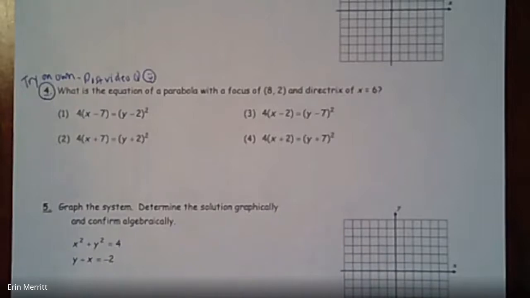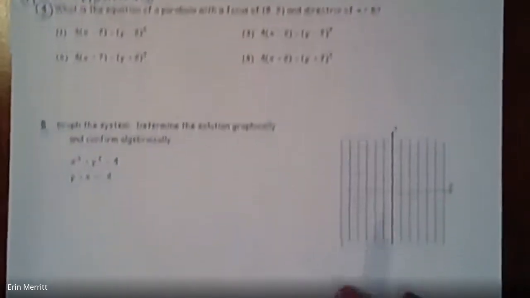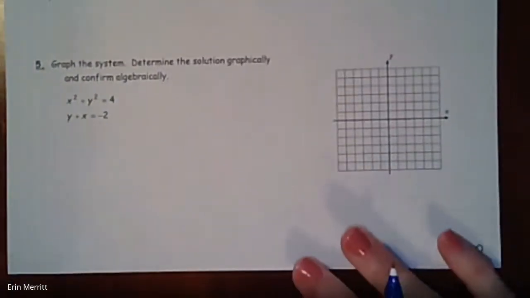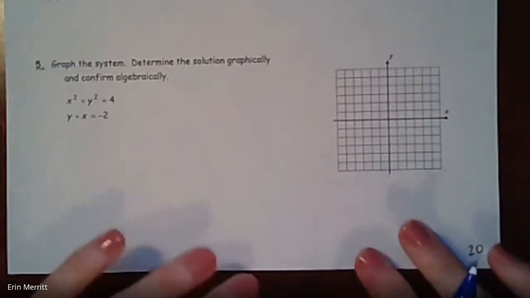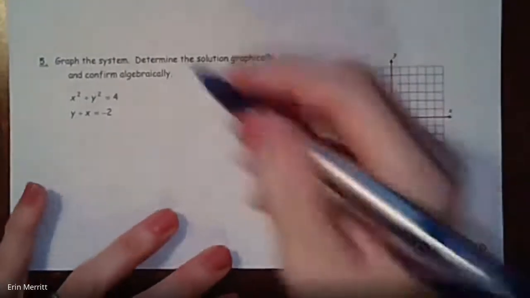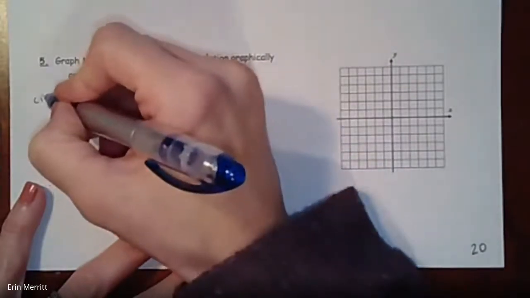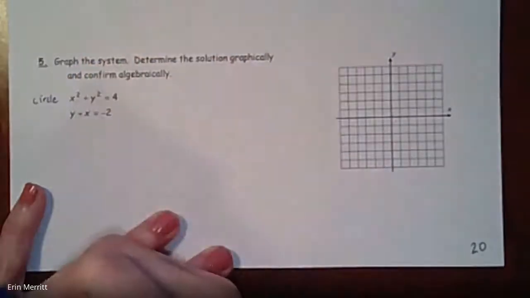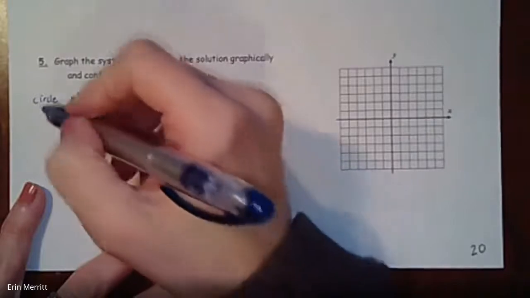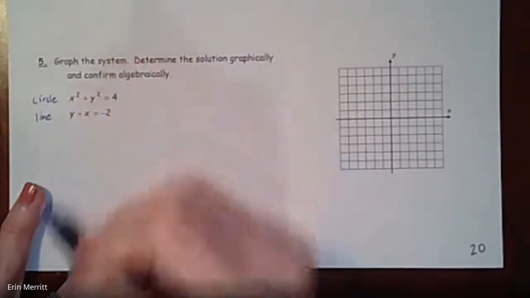Okay, last one that we're going to do together. Graph the system, determine the solution graphically, and confirm it algebraically. All right, we're going back to the first days of the unit. When x is squared and y is squared, that's how I know it's a circle. When neither x or y is squared, that's how I know it's a line.